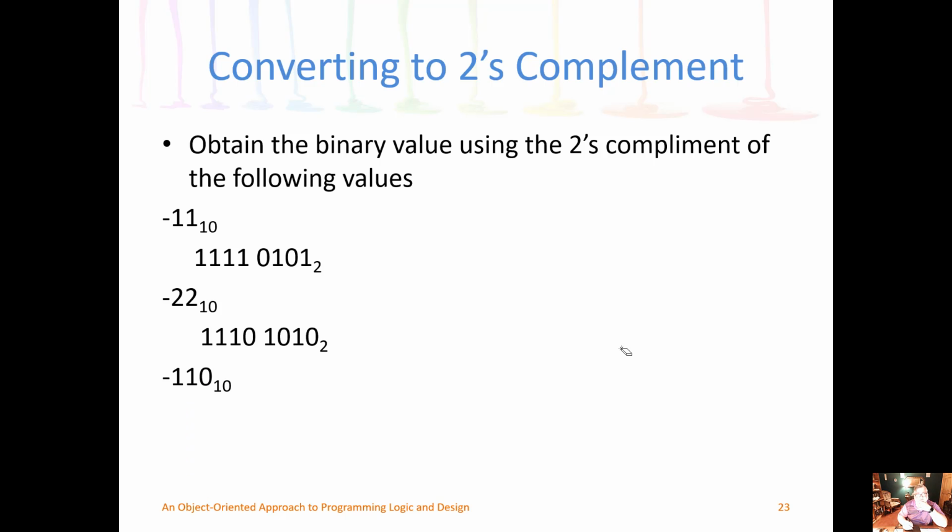Minus 110. So we know the biggest one is 128, and so that's a 0. 64 is a 1, so I subtract 64 from here, and I get 46. 32 is good. 32, and I get 14. 16, nope, can't do it. 8, I can. So I get 8, and I get a 6. 4 is good. Get a 2. 2 is good. And 1 is a 0 because I'm already at 0.